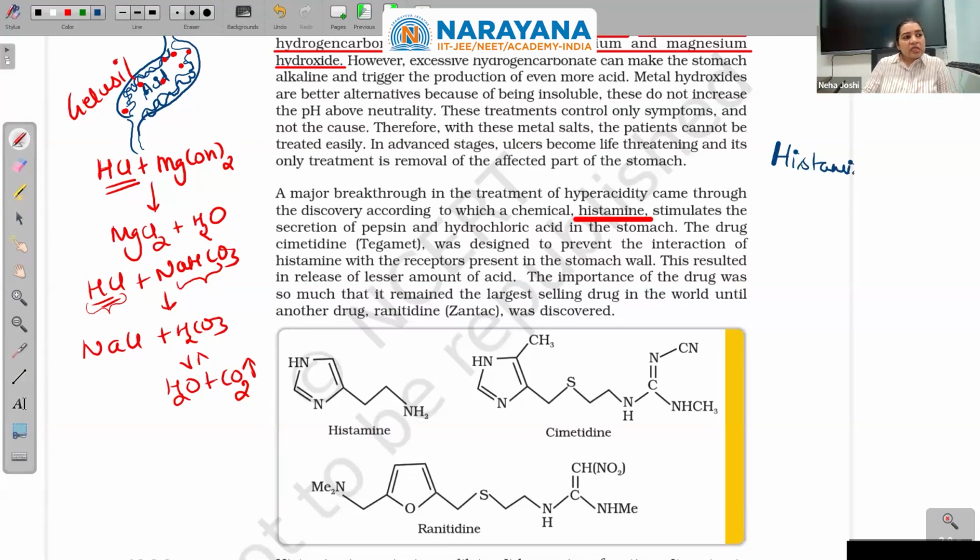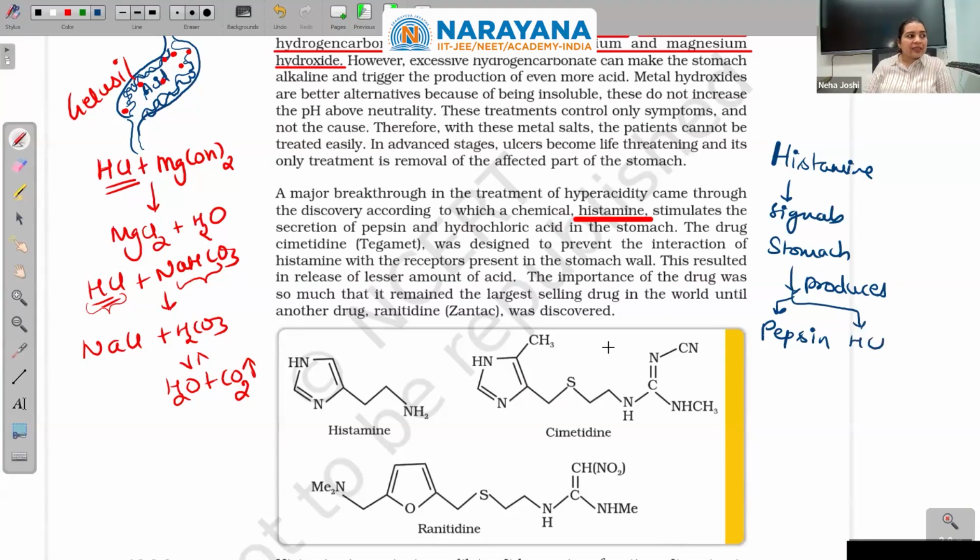This histamine signals the stomach to produce what? It stimulates the secretion of pepsin and HCl in the stomach. So if I could attack this histamine with a drug, I can control the production of HCl.